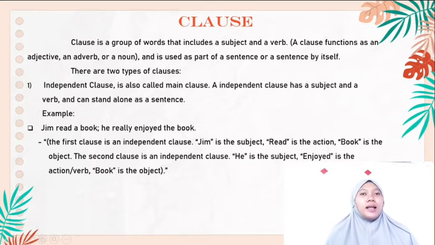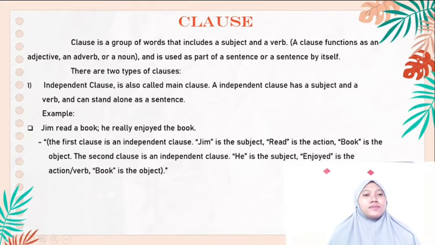For example, Jim read a book. He really enjoyed the book. The first clause is an independent clause. Jim is the subject, read is the action or verb, book is the object. The second clause is an independent clause. He is the subject, enjoyed is the action or verb, book is the object.